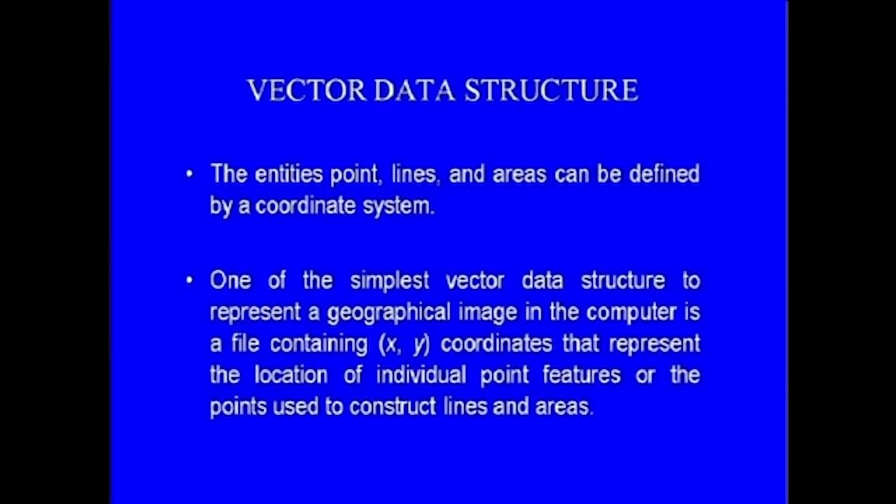Now, let us look at vector data structure. The entities like points, lines and areas can be defined by a coordinate system. One of the simplest vector data structures to represent a geographical image in the computer is a file containing x, y coordinates that represent the locations of individual point features or the points used to construct lines and areas.